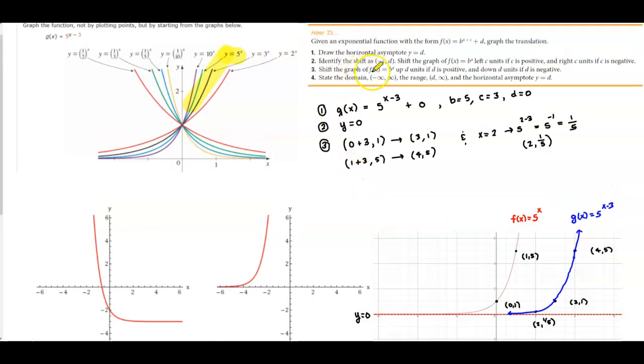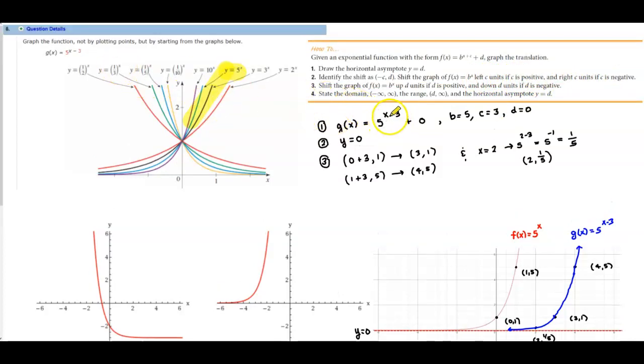Then we're going to identify the shift. And the shift of the graph in this scenario is left c units if c is positive and right c units if c is negative. So if you notice up here, we have x minus 3. And therefore the value of c is going to be plus 3, which means that we're going to be moving it to the right 3 units.